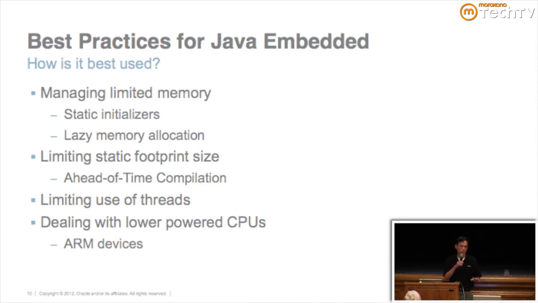And then there's limiting your static footprint size. We are now investigating in our group ahead of time compilation so that your static footprint size, or what you need in ROM, is going to be the minimal. And then there's limiting use of threads. Even though you're multi-core, you don't want to use everything up. There's the system that's going to be running in the background. So make sure to limit your use of threads. And all this together is dealing with these lower powered CPUs such as the ARM devices.